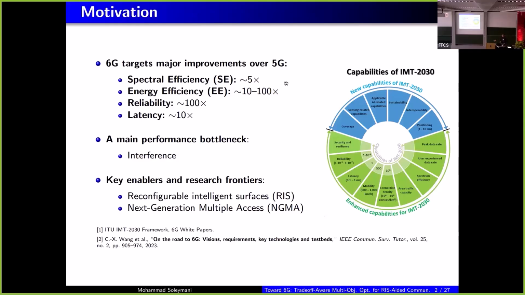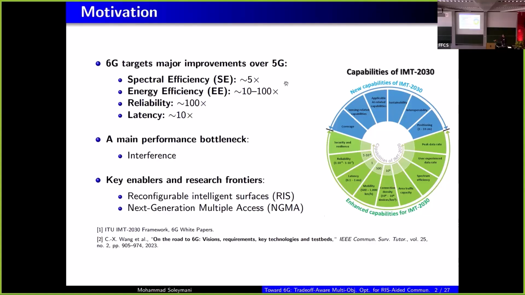But the main issue is that whenever you want to improve one performance metric, for instance, spectral efficiency, then the other performance metrics would usually be degraded. So for instance, if you want to improve latency, then you cannot wait so long for having larger packets, then the rate would be reduced. Also, you have to mainly transmit at higher powers, so it would also have an impact on energy efficiency. Also, it could affect reliability.